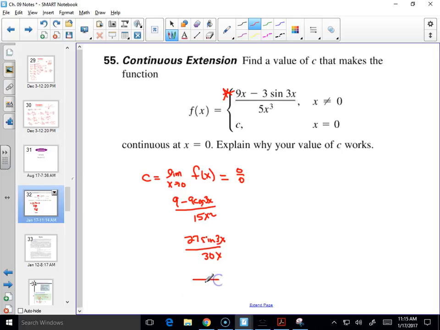And that'd be 51? No, 81. Cosine of 3x over 30. What'd you guys get? 27. Cosine of 0 is 1, so 81 over 30. You can divide both by 3, and you simplify it to 27 over 10.